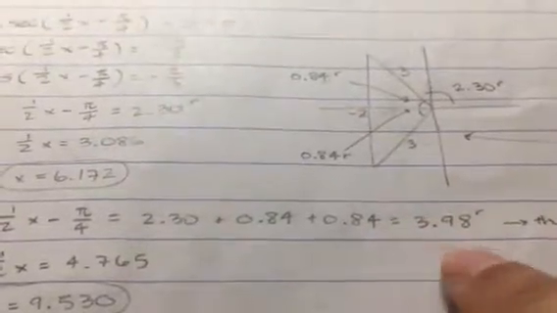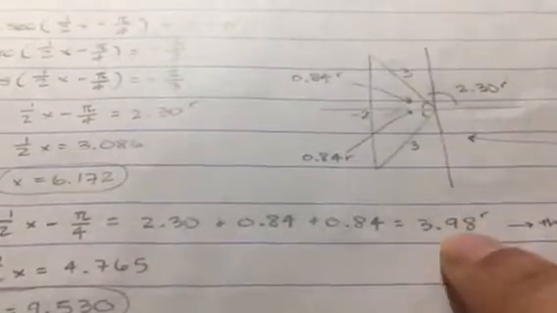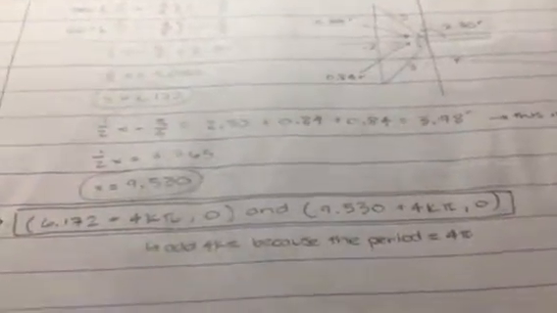3.98. Here the cosine of 3.98 also equals negative 2/3, so I can also use that. And so I did 1/2 x minus pi over 4 equals that, and then I got x is equal to 9.530. So then the x-intercepts are (6.172 plus 4k pi, 0) and (9.530 plus 4k pi, 0). And again, 4k pi is added instead of 2k pi because of the way I manipulated the graph. That's it.